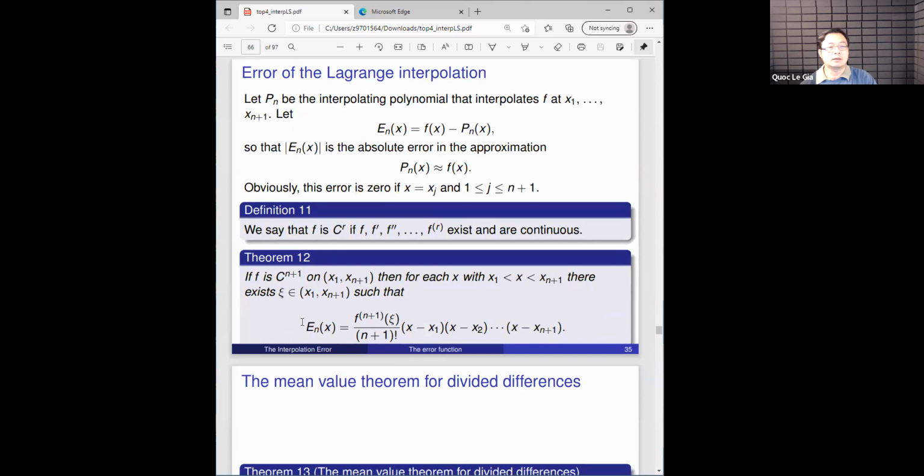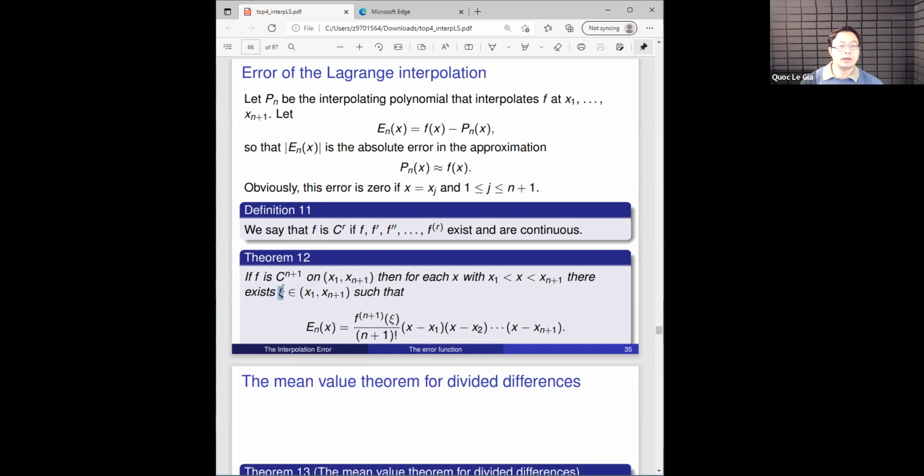So the theorem says this, about the error. We have to assume something. We have to assume that x1 is the smallest point and x_{n+1} is the largest point. And we have to assume that the function is continuously differentiable of order n plus 1. So f prime, f double prime, the second derivative, f triple prime, up to the derivative of order n plus 1 are continuous.